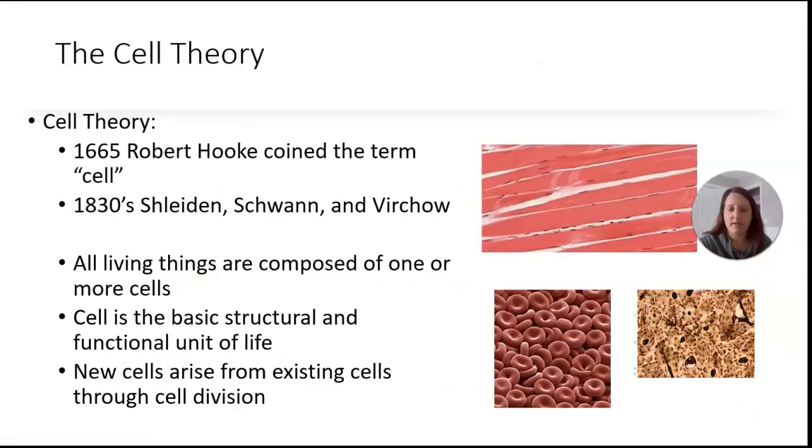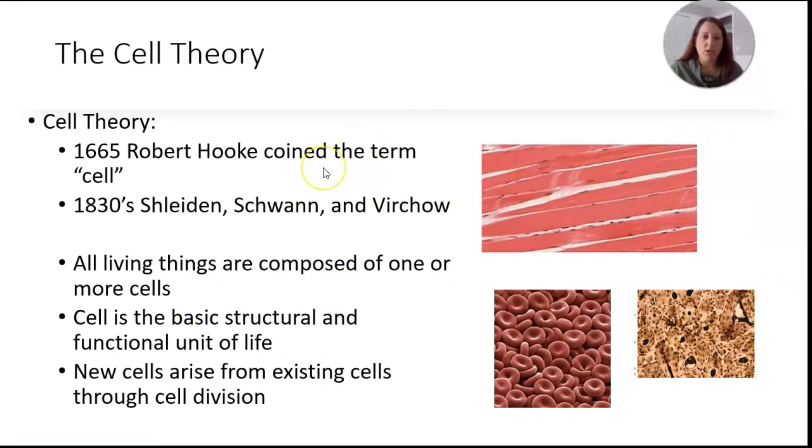Okay, so let's talk about cells. I want to make sure that you know what the cell theory is. And so way back in 1665, there was a man by the name of Robert Hooke who, using kind of a primitive microscope, he coined the term cell. He was the first person to see cells. And he was actually looking at cork, and he coined the term cell because he thought that what he was seeing under his microscope looked like the little rooms that monks lived in. So that's where the term cell actually came from.